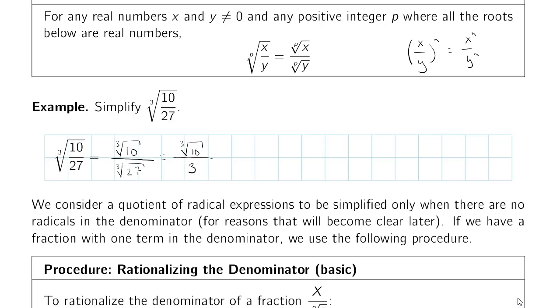If we have a fraction with only one term in the denominator, making any radicals in the denominator go away is easy. We use a procedure called rationalizing the denominator because roots are typically irrational, so getting rid of them means getting to a point of having a rational number. And the procedure looks like this.